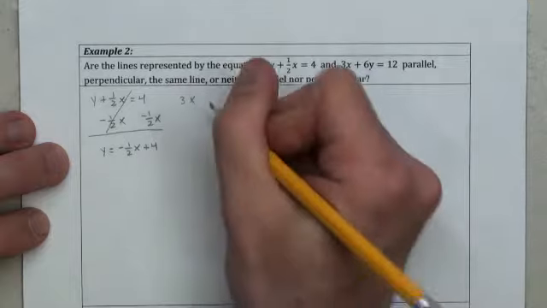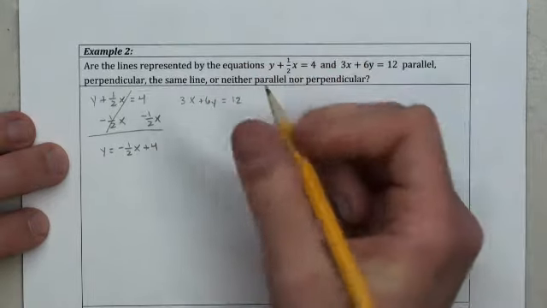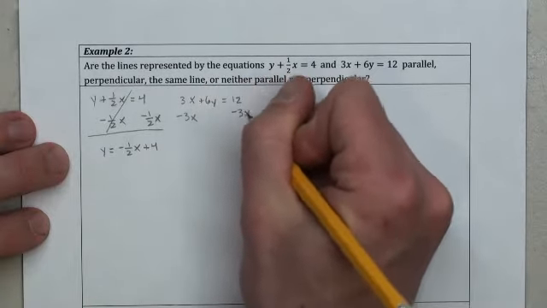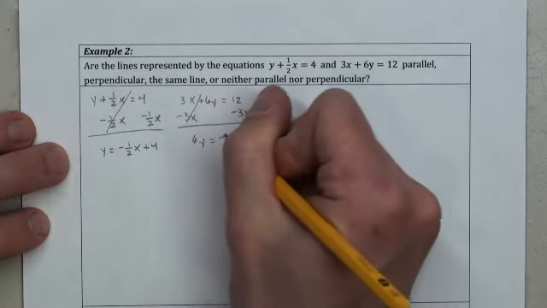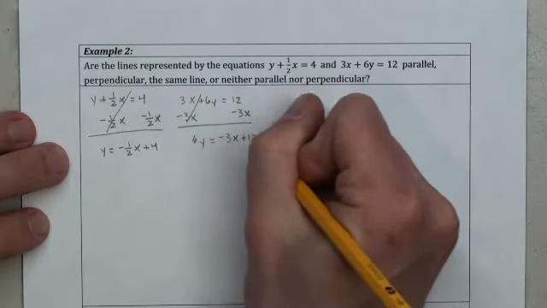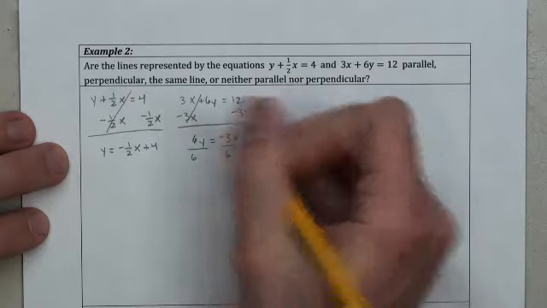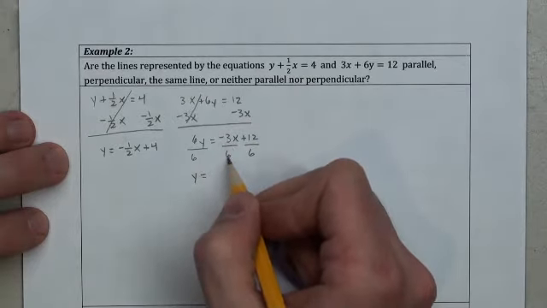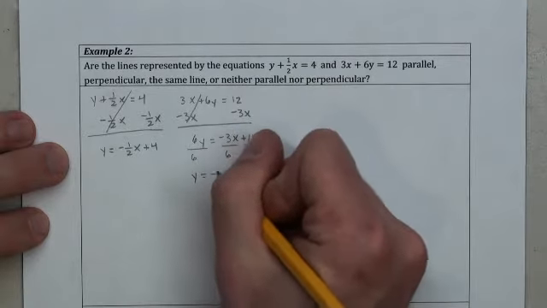Now I'm going to do my other equation, 3x plus 6y equals 12. I can subtract 3x from both sides. That will give me 6y equals negative 3x plus 12. Divide everything by 6. And y equals, now negative 3 over 6, you have to reduce that. Okay? So that would be negative 1/2.